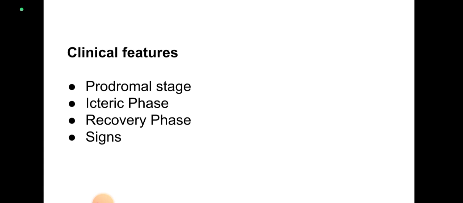Clinical features of acute hepatitis are divided into various stages. Firstly, the prodromal stage, in which non-specific systemic symptoms like anorexia, nausea, vomiting, headache, fatigue, malaise, myalgia, and arthralgia may occur. Second is the icteric phase. The patient may notice dark urine and yellowish discoloration of eyes and skin. Clay-colored stool and pruritus suggest cholestasis.